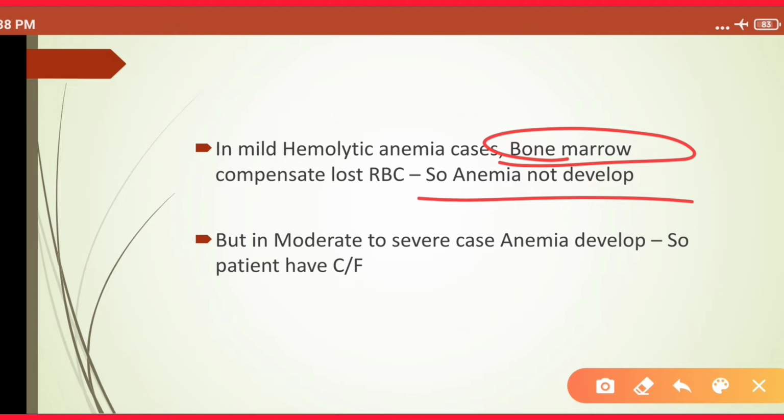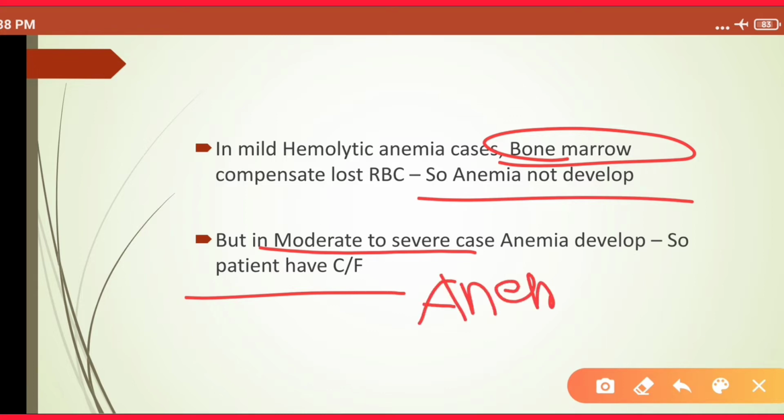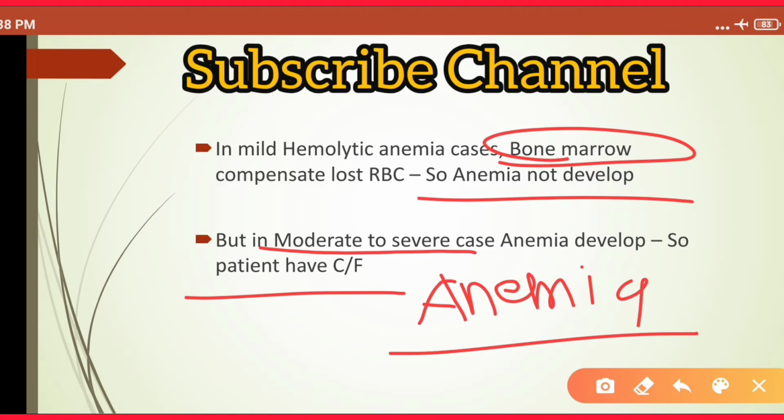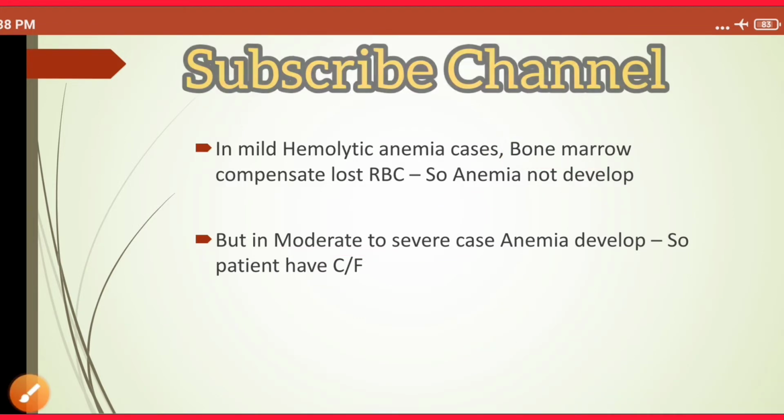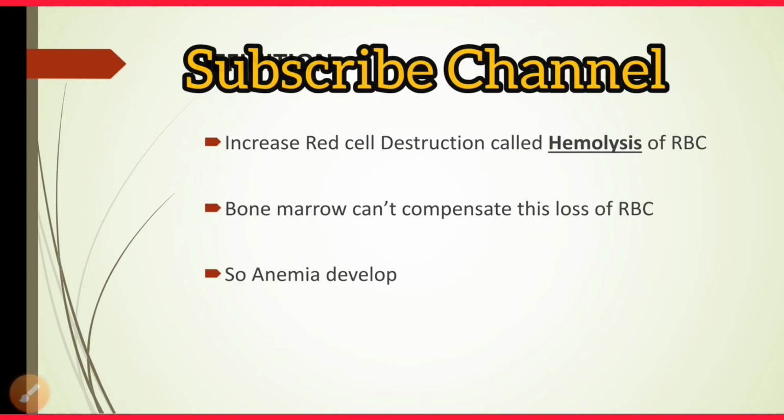But if the destruction is moderate to severe, then bone marrow cannot compensate and you can develop the clinical feature, particularly in the form of anemia, right? So in moderate to severe cases of hemolytic anemia, you can develop anemia. For example, severe G6PD deficiency or thalassemia major. So guys, this is about the hemolytic anemia definition, right?